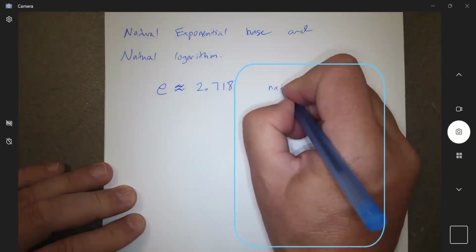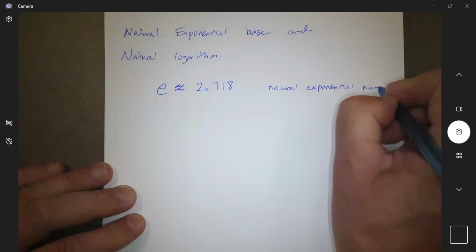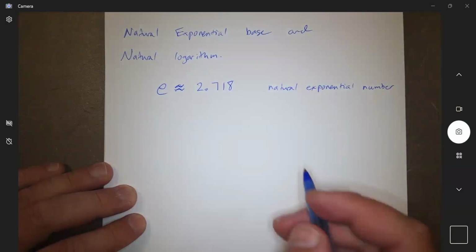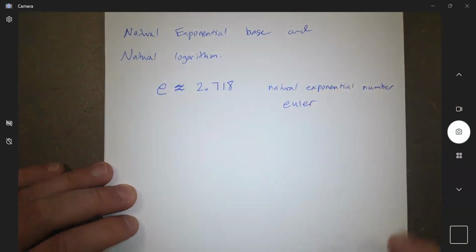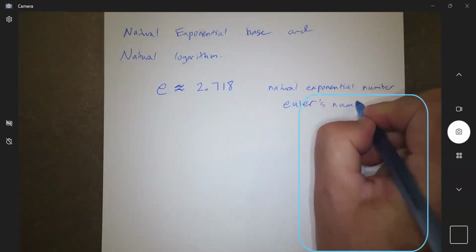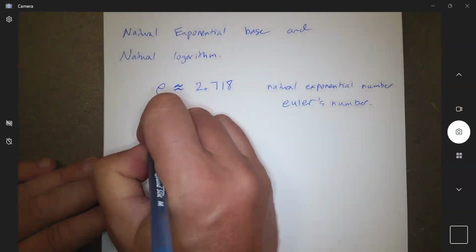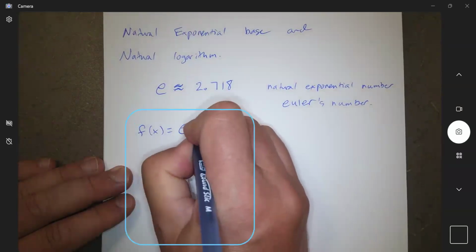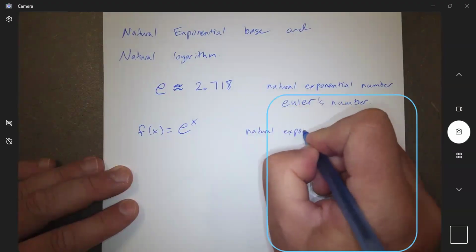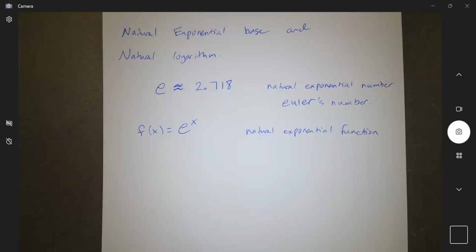So this is called the natural exponential number. E, you can think of it as exponential, but it actually comes from a Swiss mathematician whose name was Euler, E-U-L-E-R, and so it's also called Euler's number. And if we build a function using E as our base, we call this the natural exponential function. F of x equals e to the x.